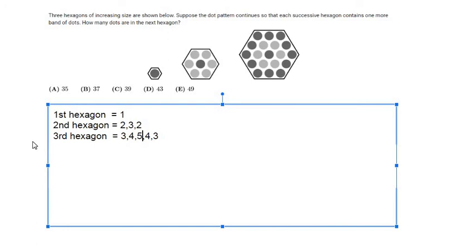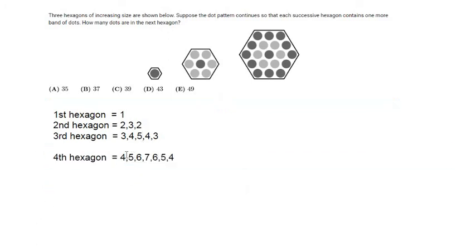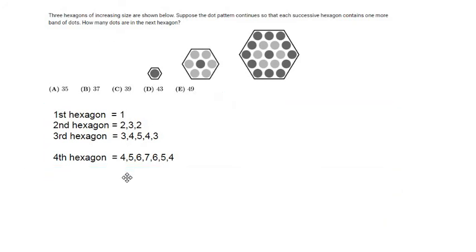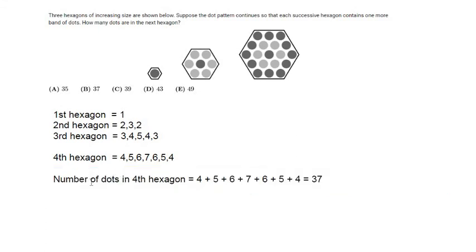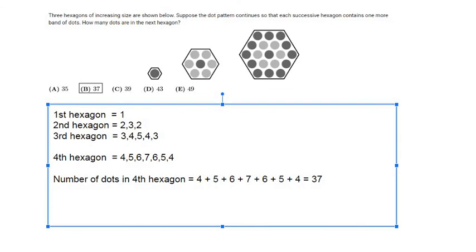These are 3 layers. So continuing this pattern, the fourth hexagon's dots will be 4, 5, 6, 7, 6, 5, 4. And then all we have to do is find how many dots are in the next hexagon, so the fourth hexagon. So we'll add them all up, and that will be 4 plus 5 plus 6 plus 7 plus 6 plus 5 plus 4, which is equal to 37. So the answer is 37, B.